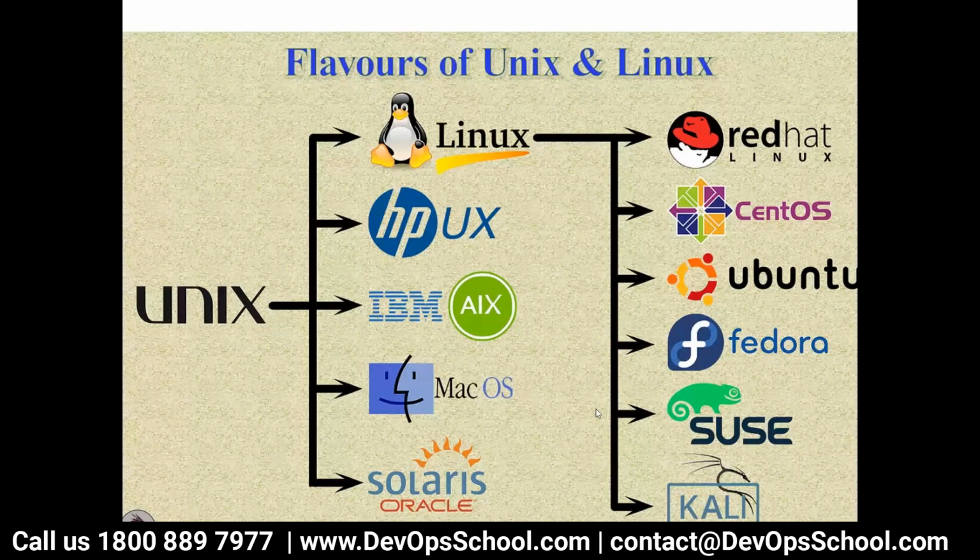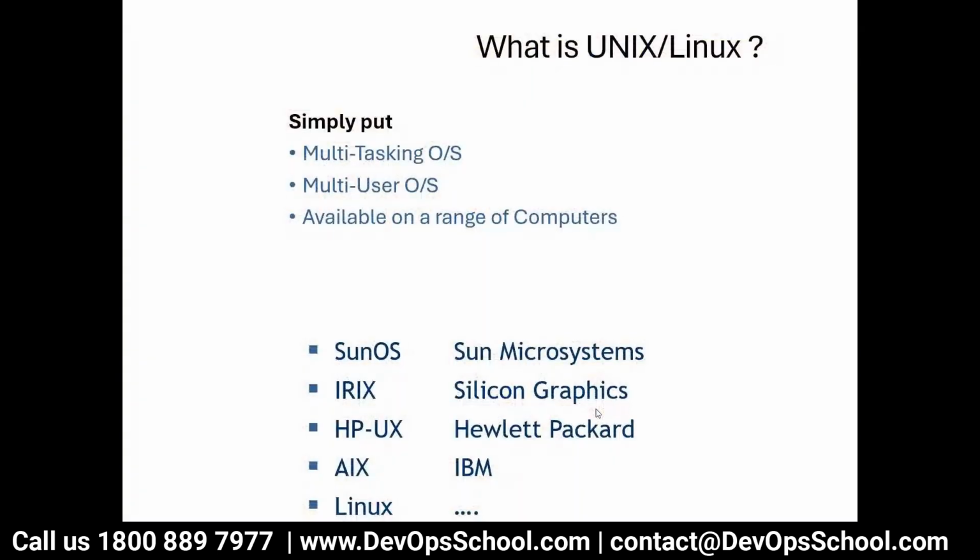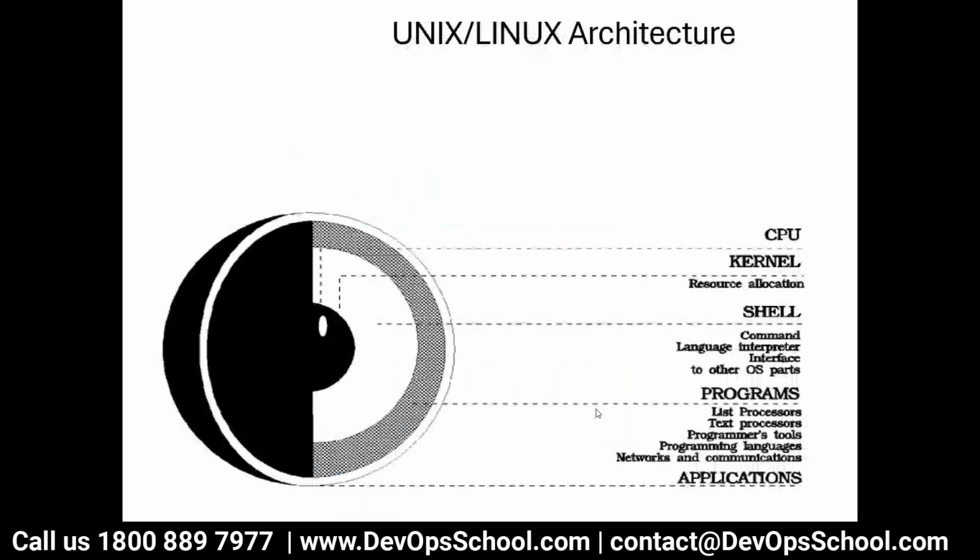So in the same way, different flavors and different vendors have developed some tools which do not support each other. So likewise, you see that. So I think we understand that Linux and Unix is a multitasking, multi-user operating system. Last time we also discussed that it is available on a range of computers and so on. Okay, so this is the architecture.